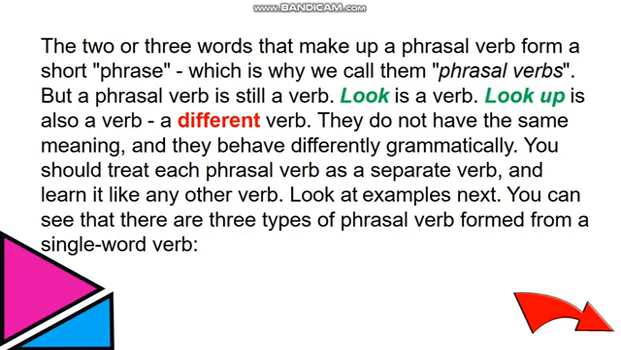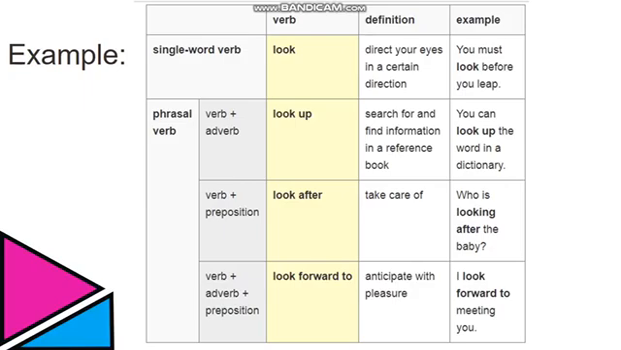Let's move on. The two or three words that make up a phrasal verb form a short phrase, which is why we call them phrasal verbs. But a phrasal verb is still a verb. Look is a verb. Look up is also a verb, but each of them carries a different meaning. They do not have the same meaning and they behave dramatically differently. You should treat each phrasal verb as a separate verb and learn it like any other verb. Look at the examples next. You can see that there are three types of phrasal verbs formed from a single word verb. Let's look at the single word verb.